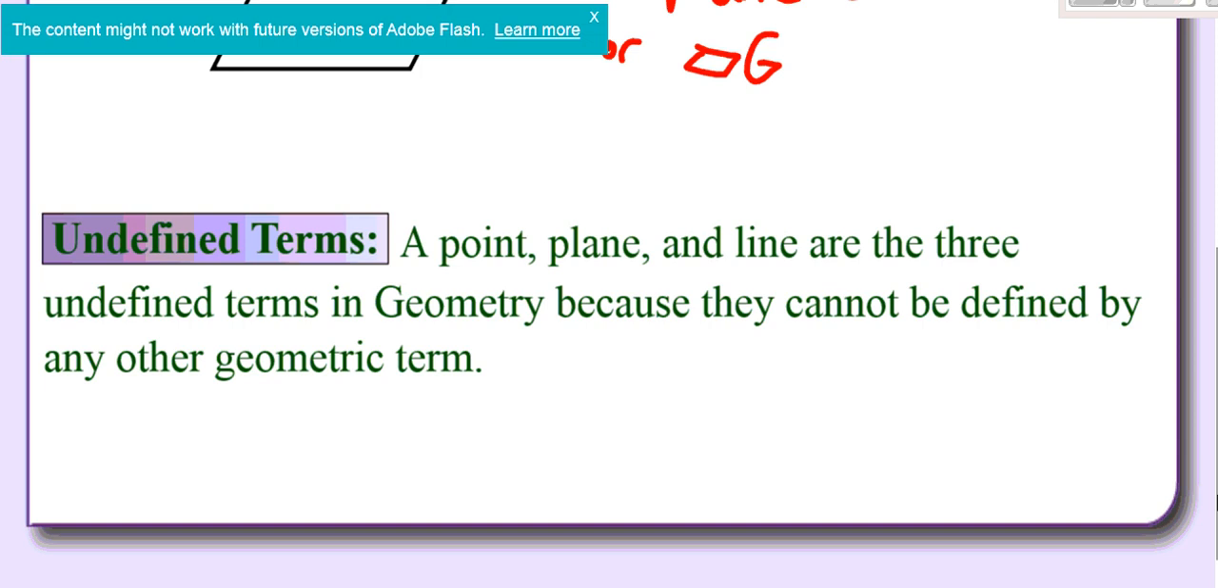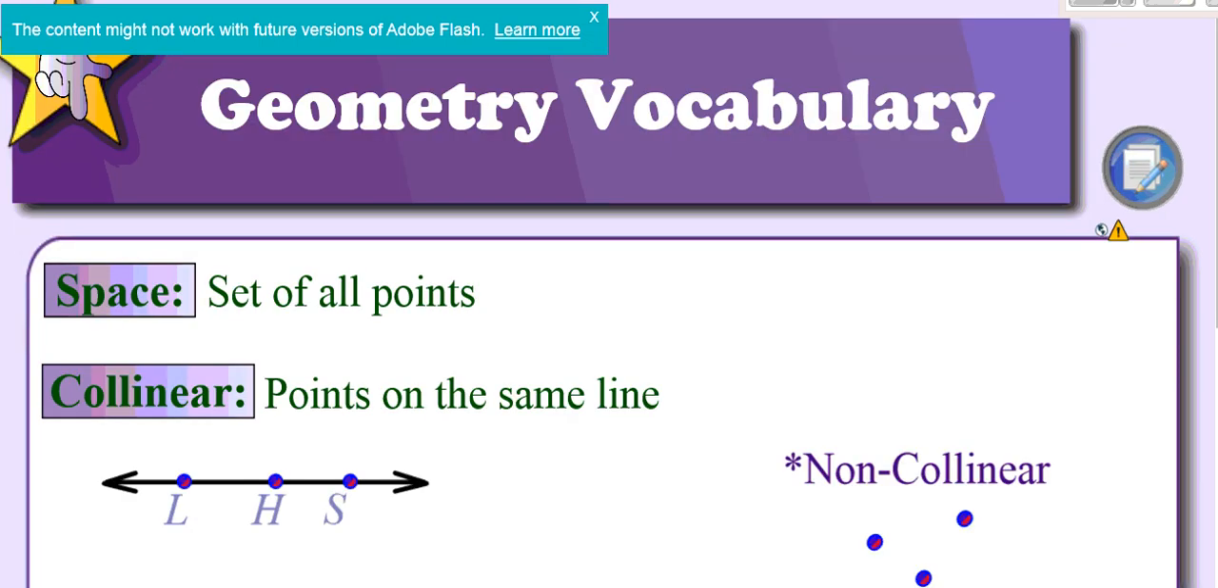Then we've got undefined terms. All these three things we just talked about: points, lines, and planes. They're technically undefined terms. We described them, but they don't have definitions based off of anything else. Now we can use those things, lines and planes and points. Now we can define some other stuff. Space. That's all the points. Space is all the points, like the entire universe, basically.